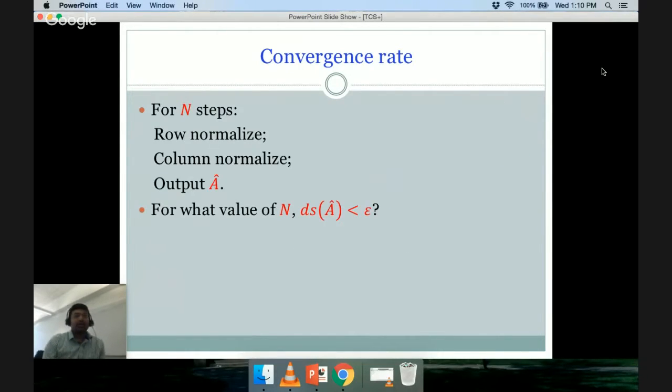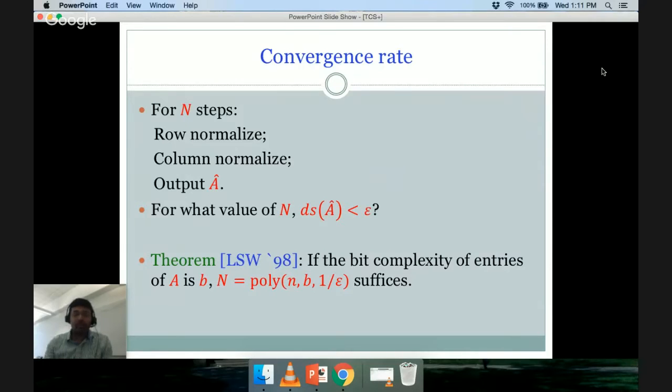Now we have this algorithm running for N steps. You alternately do row and column normalization, and the question is, for what value of capital N is the distance at most epsilon? Linial, Samorodnitsky, and Wigderson proved that if the bit complexity of the entries of A is, let's say, b, then a polynomial number of iterations in n, b, and 1 over epsilon suffice to get the distance to doubly stochastic to be at most epsilon.